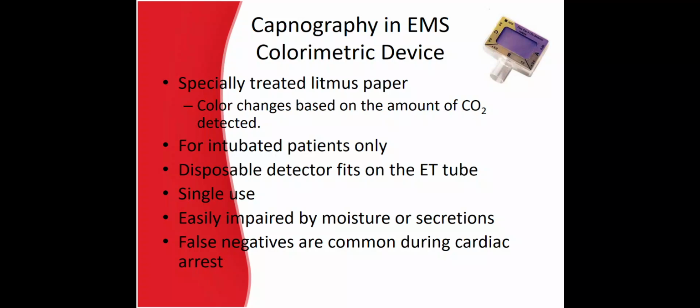Colorimetric devices are specially treated litmus paper that changes color based on the amount of acid or CO2 that is being detected. However, these devices have limitations. They are for intubated patients only, as the disposable detector fits on the ET tube. They are designed for single patient use. They are easily impaired by moisture or secretions, and false negatives are common during cardiac arrest.